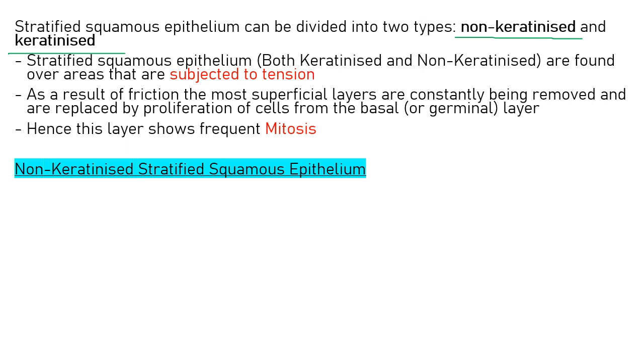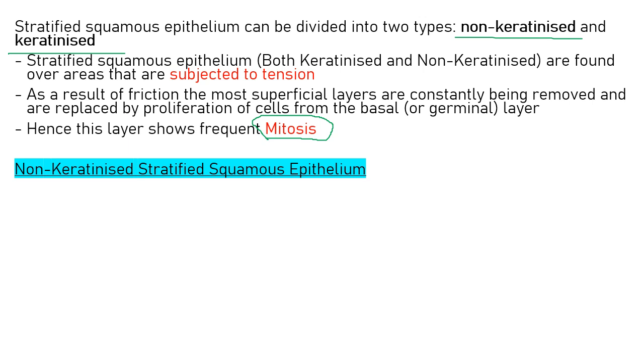So both keratinized and non-keratinized are found over areas that are subjected to tension and friction. As a result, the most superficial layers are constantly being removed because of that friction, meaning that the most superficial layer is removed and replaced by proliferation. Remember that one of the characteristics of epithelial tissue is that they have high regeneration power. They are able to regenerate.